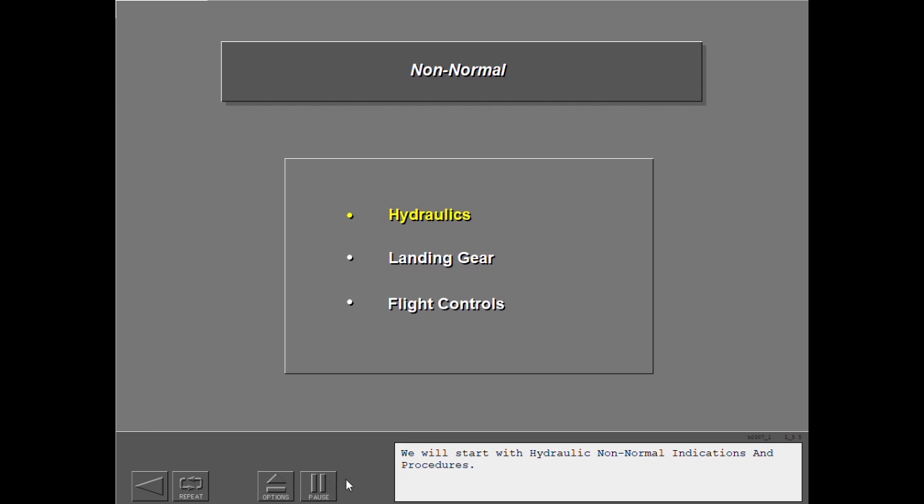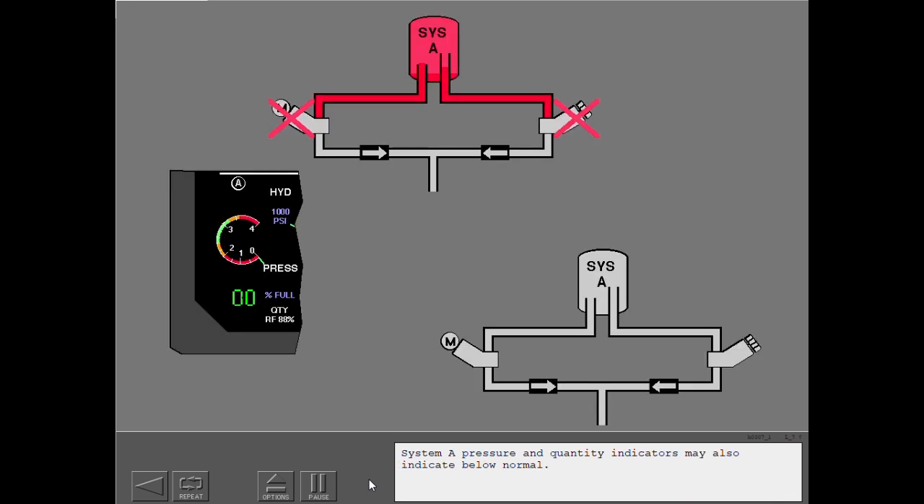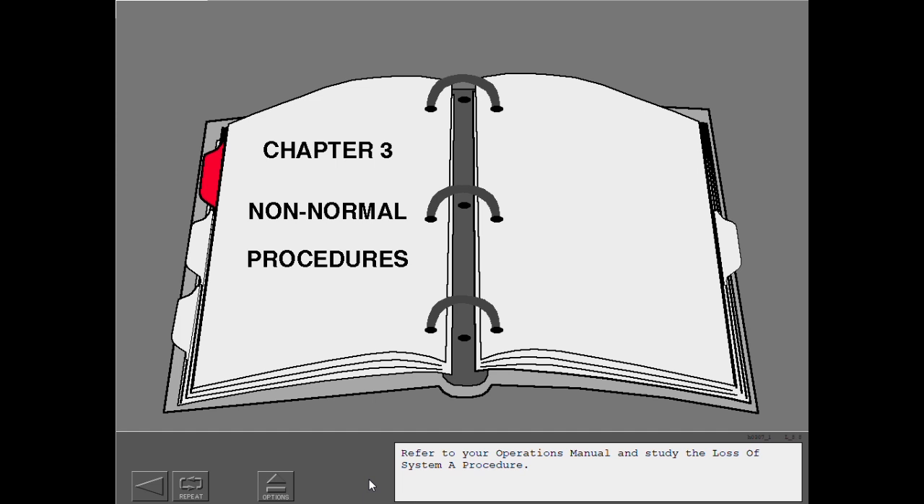We will start with hydraulic non-normal indications and procedures. The loss of System A is indicated by the illumination of both hydraulic low-pressure lights, the System A flight control low-pressure light, and when the flaps are retracted, the elevator feel differential pressure lights. System A pressure and quantity indicators may also indicate below normal. Refer to your operations manual and study the loss of System A procedure.